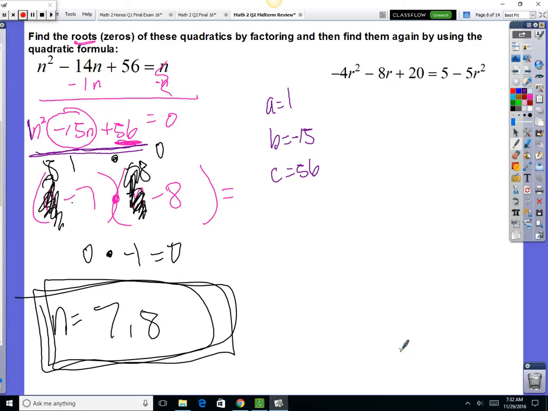Okay, now once you get your A, B, C, you just plug it in. x equals negative b plus or minus the square root of b squared minus 4ac, all over 2a. So make sure you've got that in your notes. x equals negative b plus or minus the square root, put b in parentheses, b squared minus 4 times a times c, all over 2a.